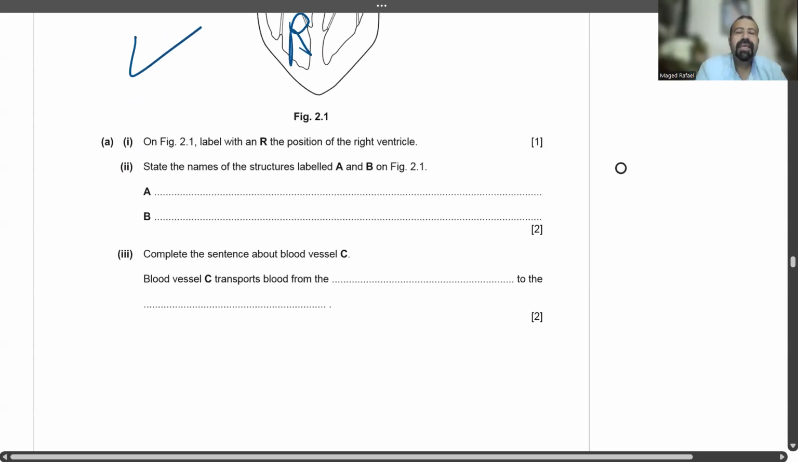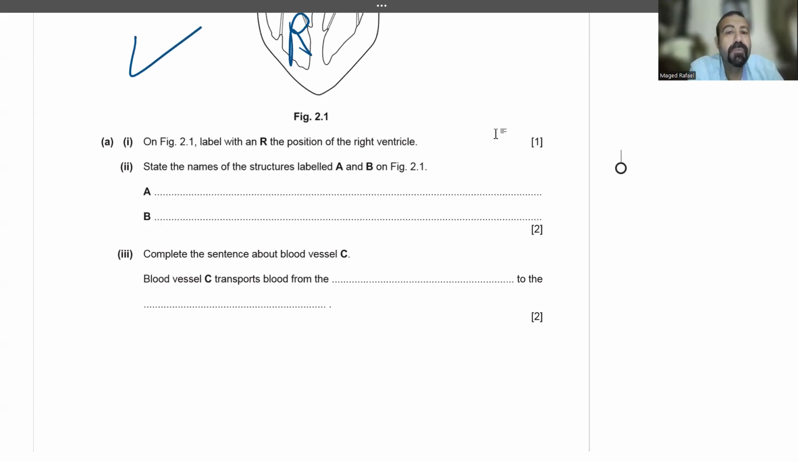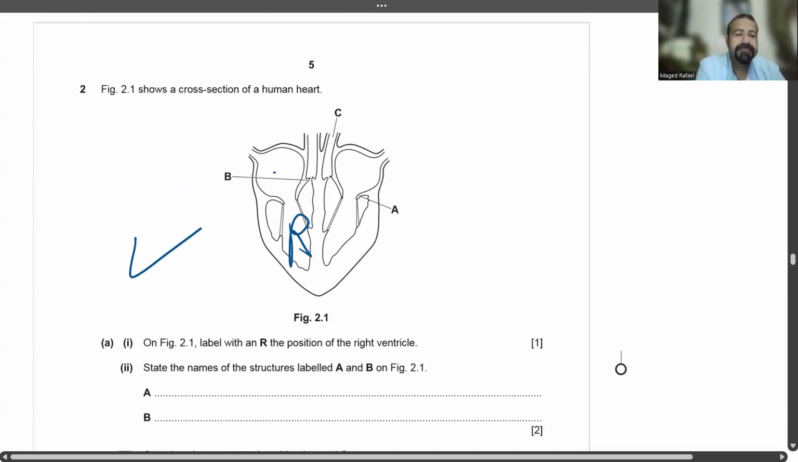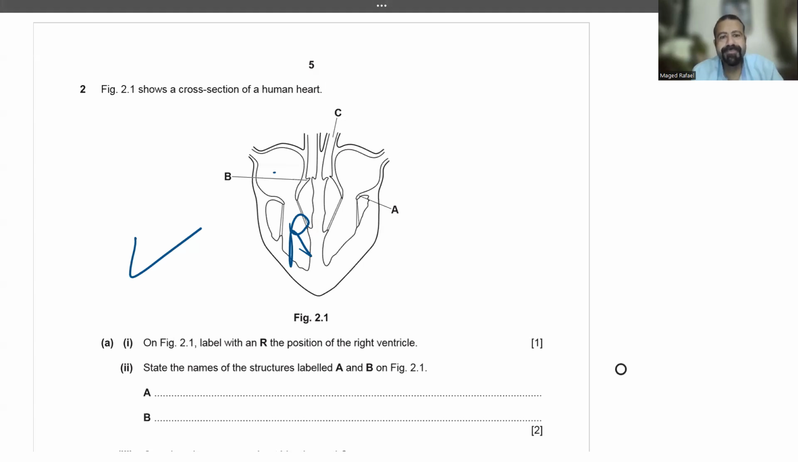Next question. Hey Khalaf. State the names of the structures labeled A and B on figure 2.1. What's A and B? Khalaf, can you hear me? Are you in the meeting? You are in the meeting. Saif, you are in. Would you please answer? Khalaf, any one of you, if you know the answer. What's A and what's B? I'm asking about the valves. What is the name of the valve A?